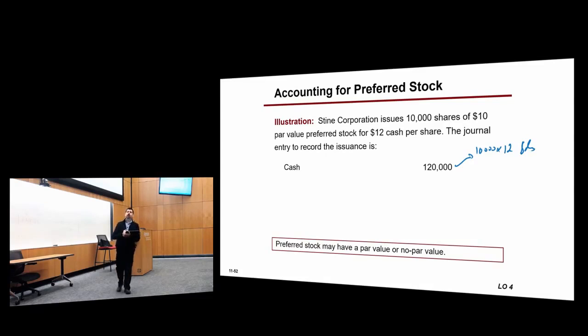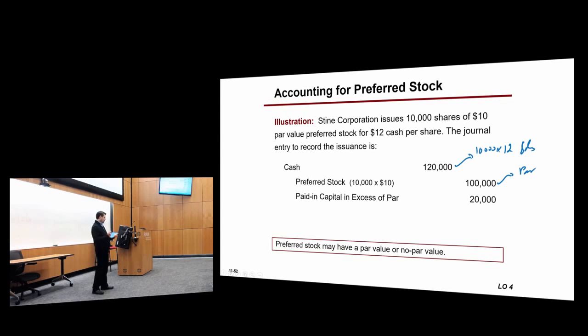Preferred stock could have a par value, or it could have no par value. In this problem, does it have a par value? It has $10 par value. So preferred stock will be 10,000 multiplied by $10 per share. So this is a par value. The difference between the two will be credited to paid-in capital in excess of par value for preferred stock. Do you have any questions about this? It is the same way, but instead of common stock, we're talking about preferred stock.